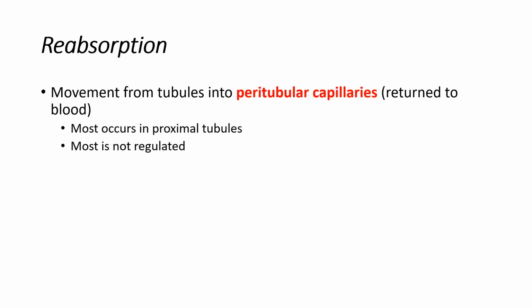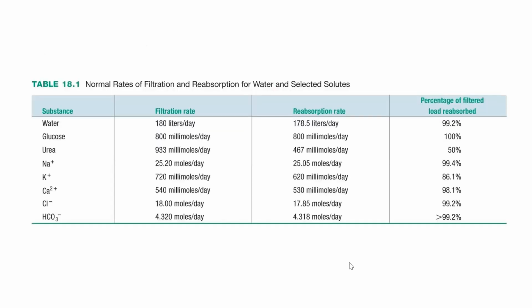Most of that occurs in the proximal tubule, and most of that is unregulated. Just to clarify, when we say unregulated, we mean that this is happening freely. There's no hormone influencing this, and your dehydration state, how much fluid you take in, does not influence this. This is happening freely and fully, and it is not being regulated by any external influence.